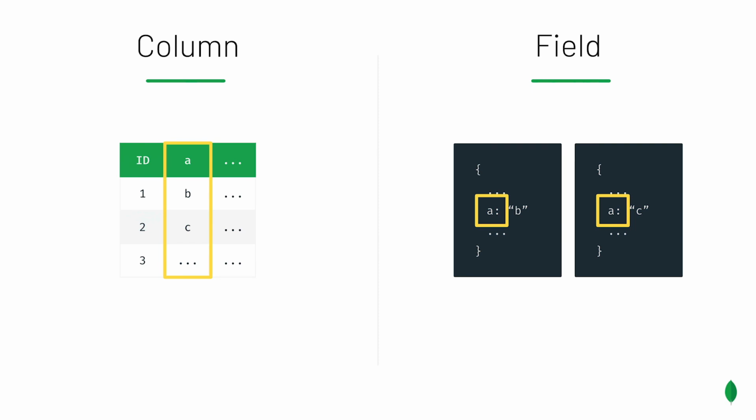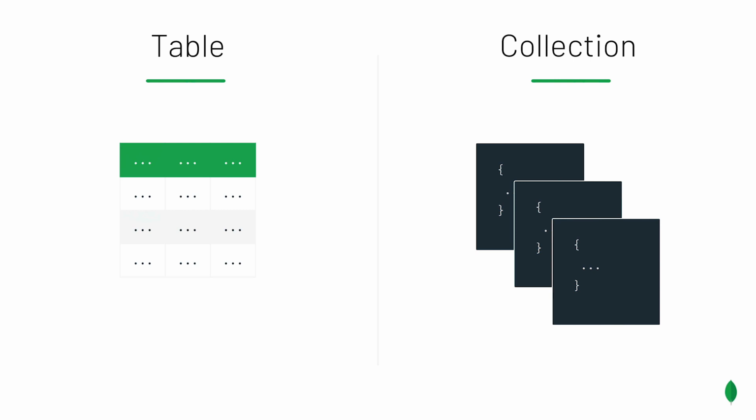A column maps roughly to a field. In a relational database, groups of rows are stored in tables. In MongoDB, groups of documents are stored in collections. So tables map to collections.